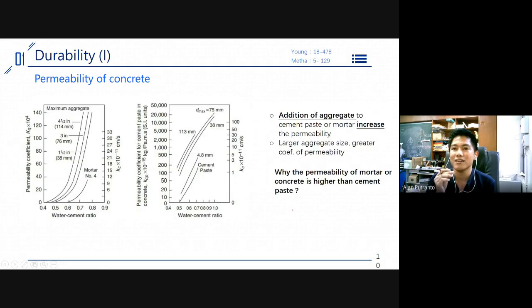Okay, let's talk about the permeability of concrete. Now, let's see this graph, and then let's see the explanation. The addition of aggregate, like the Professor says, to the cement base of mortar can increase the permeability, and a larger aggregate size will give a greater coefficient of permeability. This is another question actually: why is the permeability of mortar or concrete higher than the cement base?